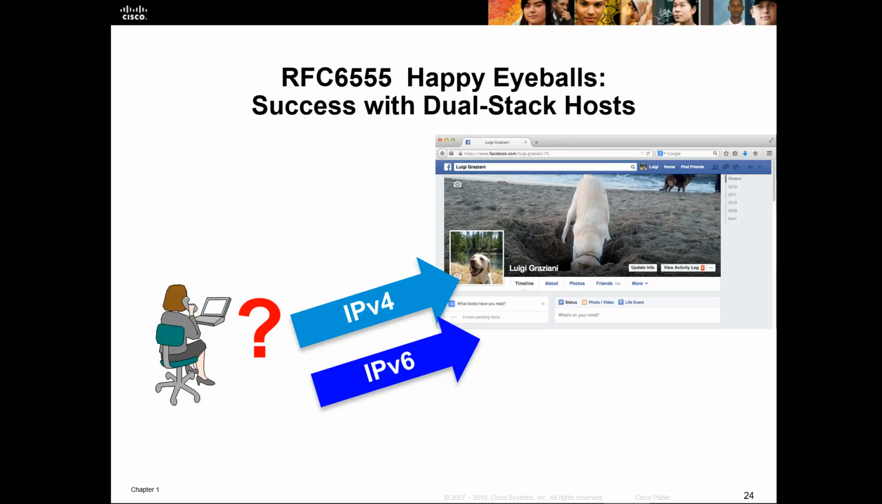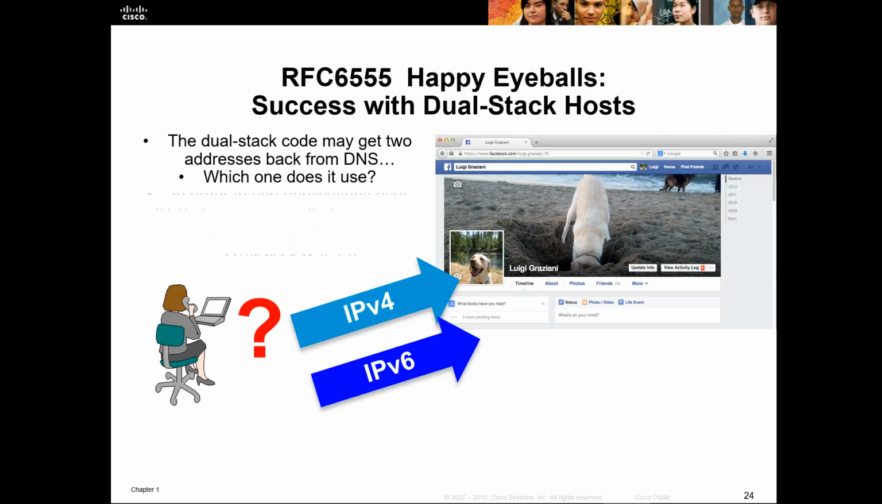One of the issues that we're going to have with IPv4 and IPv6 is which route? Both? One? The other? Which one? Why? Our book was written by Rick Graziani, and this happened to be one of his slides. This is going to be, I would imagine, Luigi, his dog. If I'm wrong, I do apologize. But dual stack code may get two addresses back from DNS. So which one does it use?